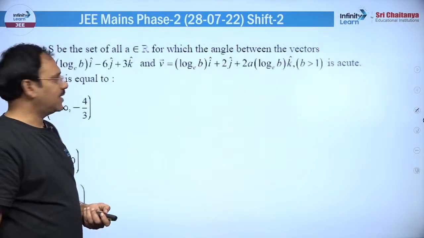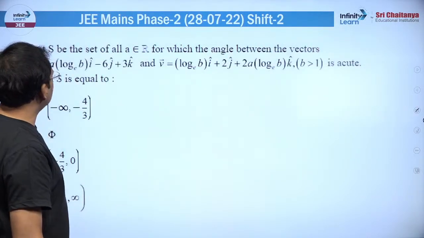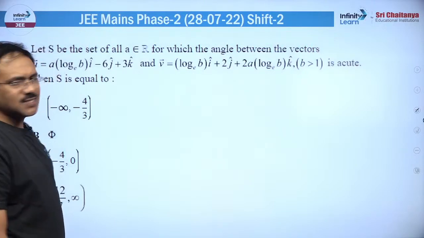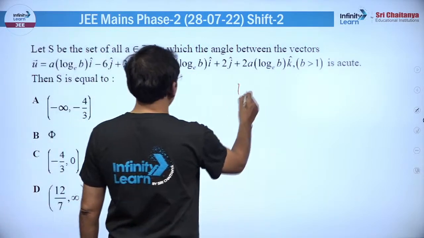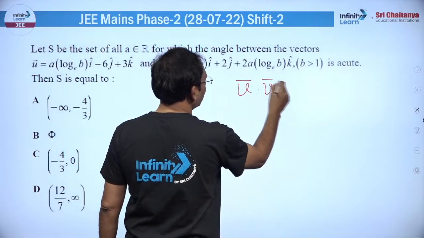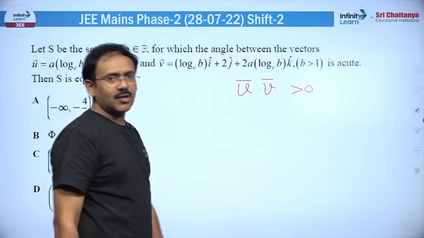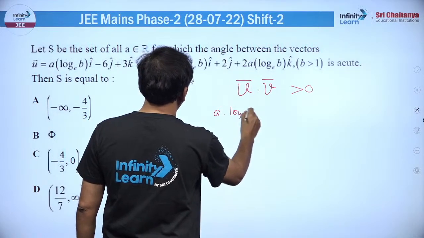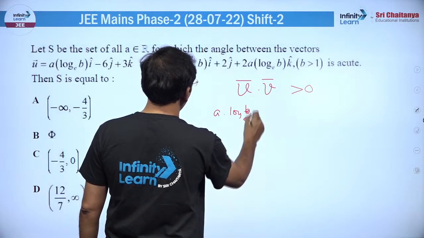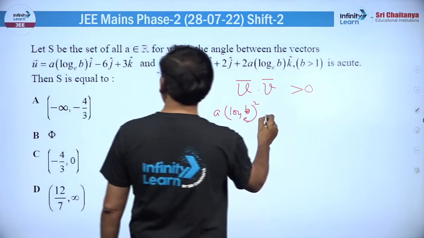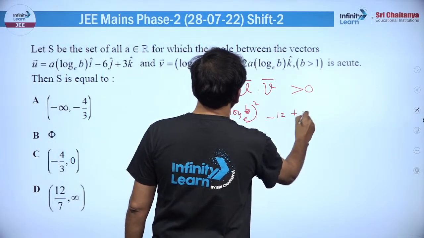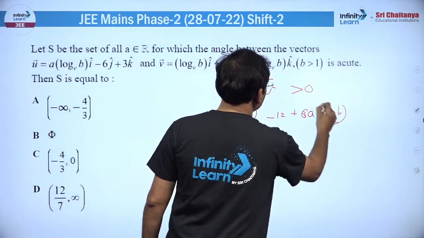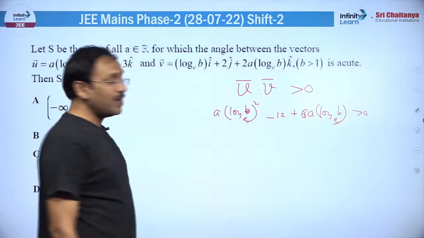Okay. Next, my dear friends: S is the set of all A belonging to R for which the angle between the vectors is acute. Between two vectors the angle is acute means u bar dot v bar must be positive, right? Because cos theta is positive. You just form the equation: A into log B base e into log B base e, minus 12 plus 3 into 2A, 6A into log B base e. This product must be positive, given B greater than 1.